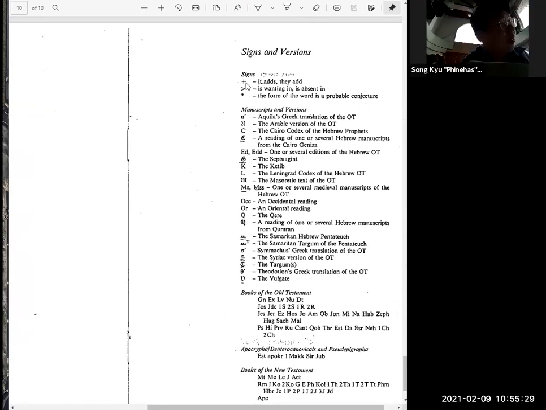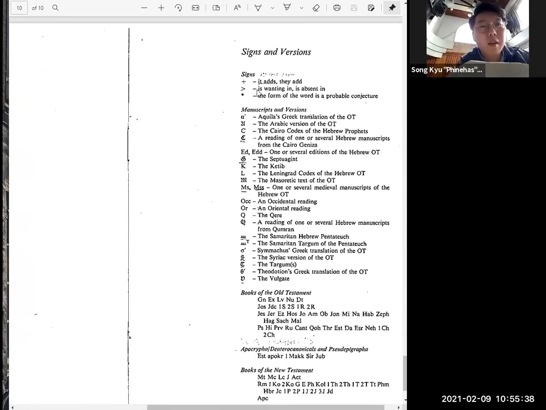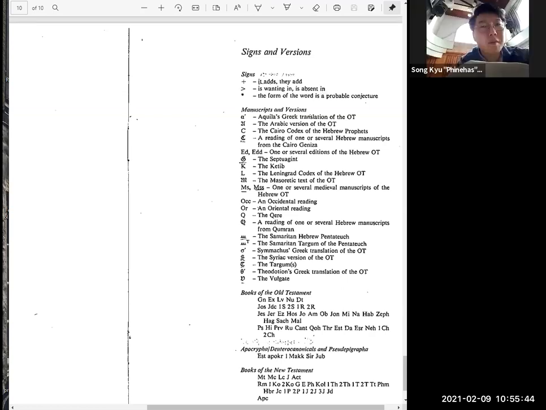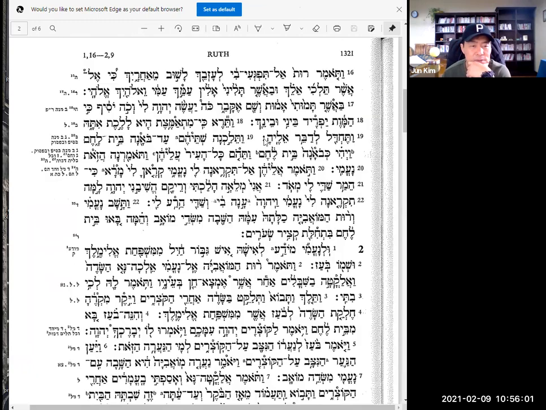Here, the meaning of the plus sign: it adds, and this other sign means wanting in, or absent in. So it's absent. Where? In the Septuagint, this B section is not there. Where is the B section? Go to verse 19, B section. These 4 words are not appearing in the Septuagint.